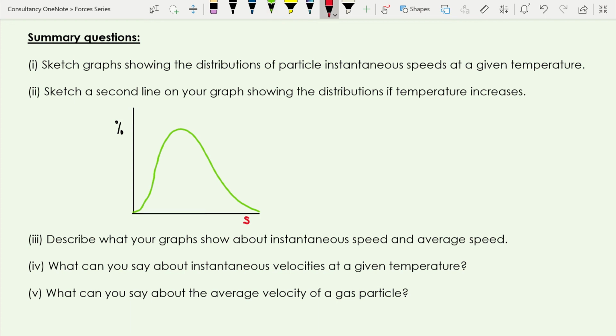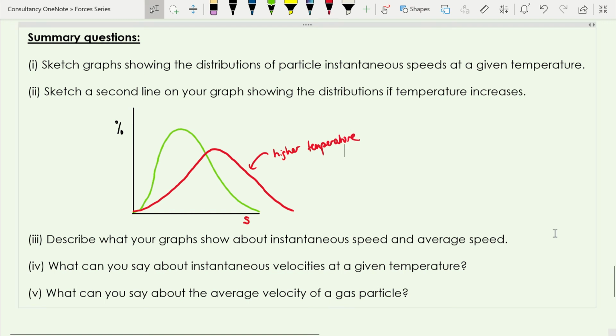And if the temperature increased, let's do that with red. The things I'll be looking for: it still starts down here at the bottom. The peak is to the right, but the peak is lower and it should extend much further along the x-axis, something like this. So this is higher temperature.